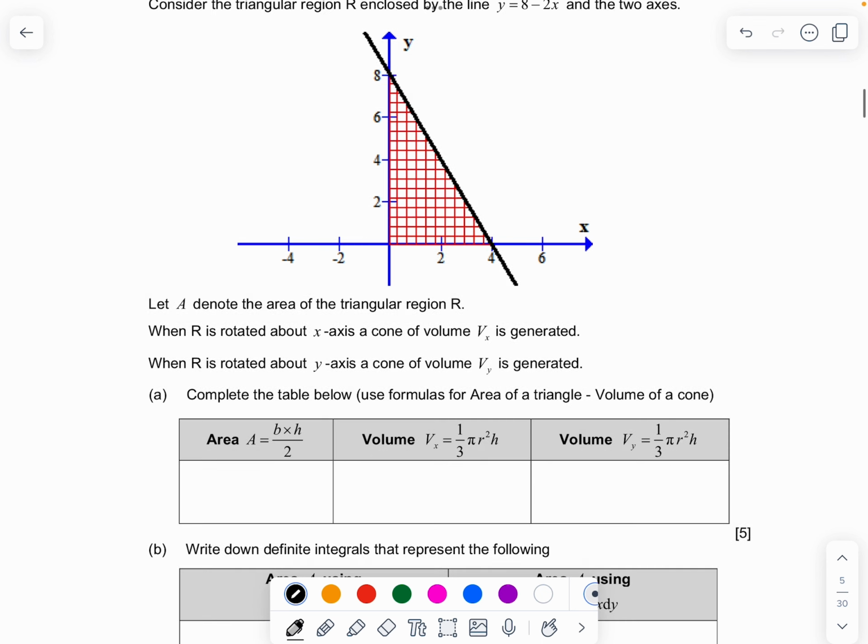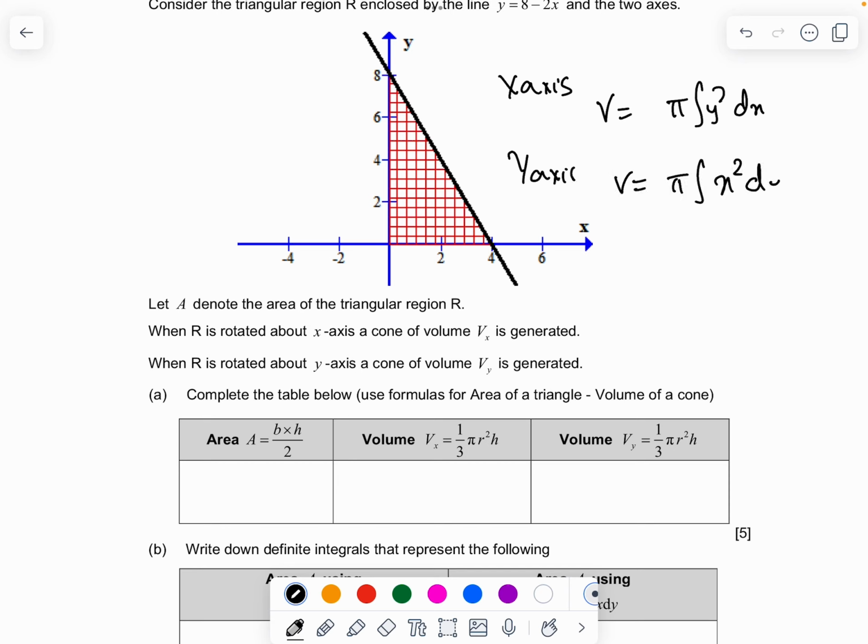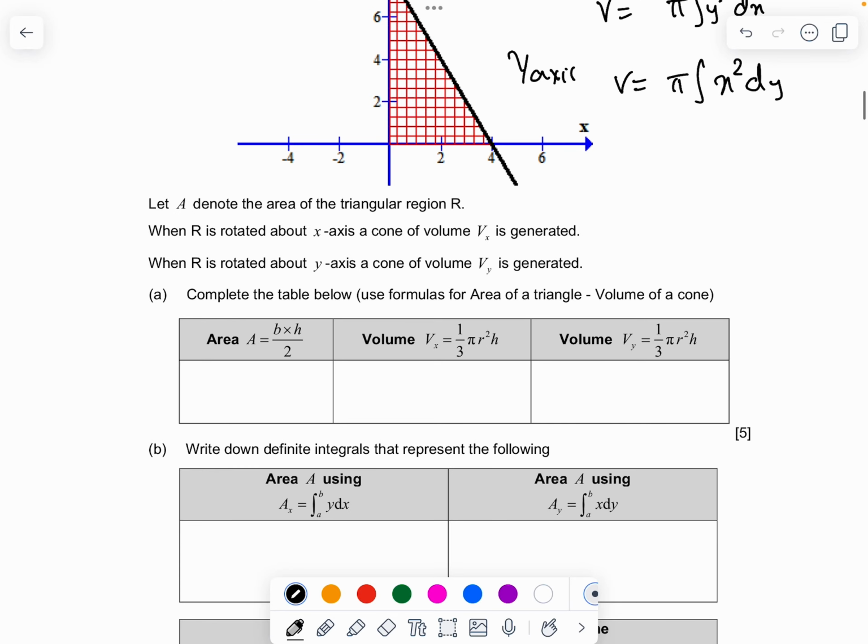Now he is asking, this is a straight line. So remember, along the x-axis it means pi y square dx. This is for the x-axis. For the y-axis, it should be pi x square dy. Now he is asking to find the area of the triangle. Area of the triangle is half times base times height, which is 16.